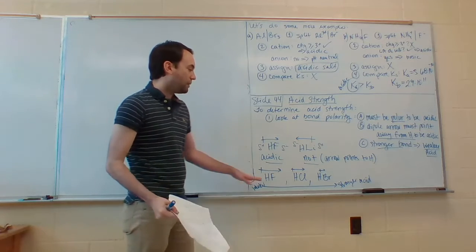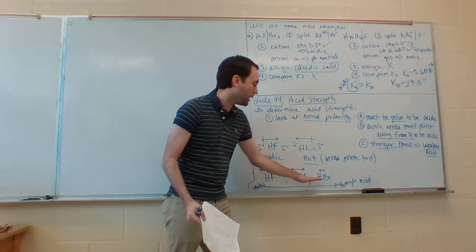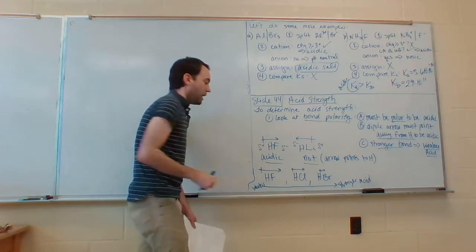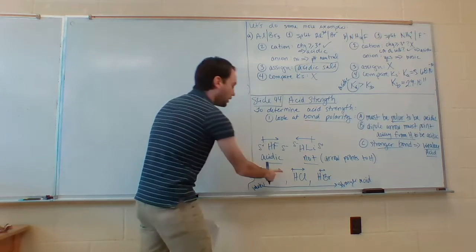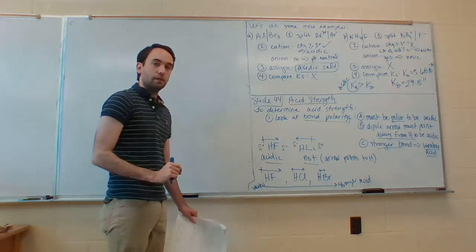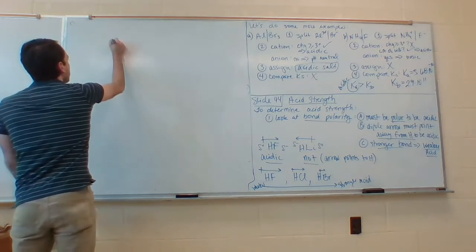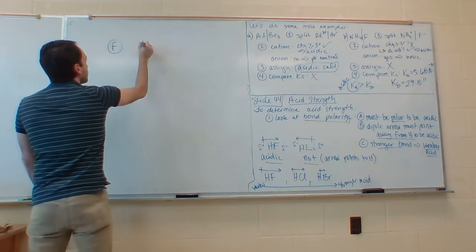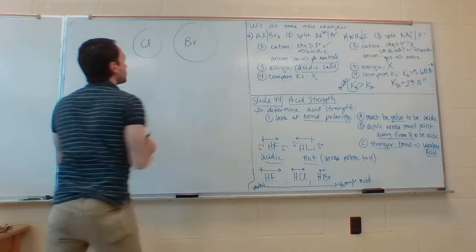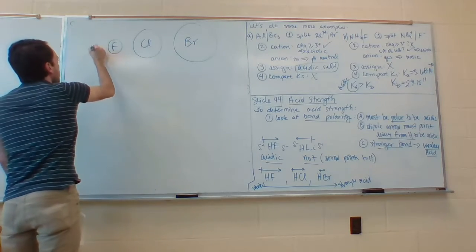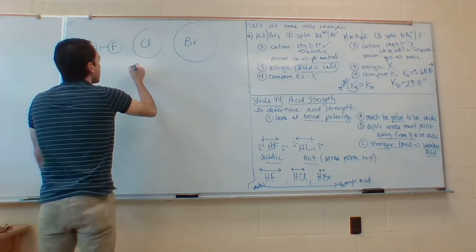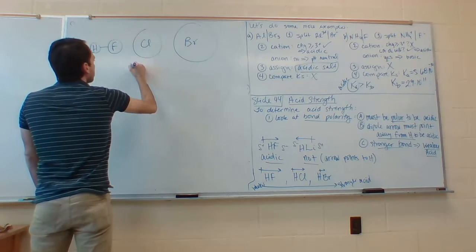Now, if we're comparing acids like HF, HCl, HBr, we know that HF has the largest dipole, then HCl, then HBr. You can sort of think about it: we know that fluorine is smaller than chlorine, which is smaller than bromine. So if you were to put a hydrogen and make a bond, that means that this one can be held closer than this one.